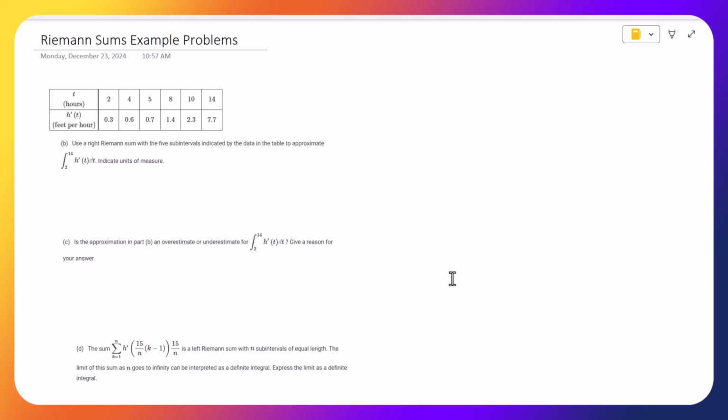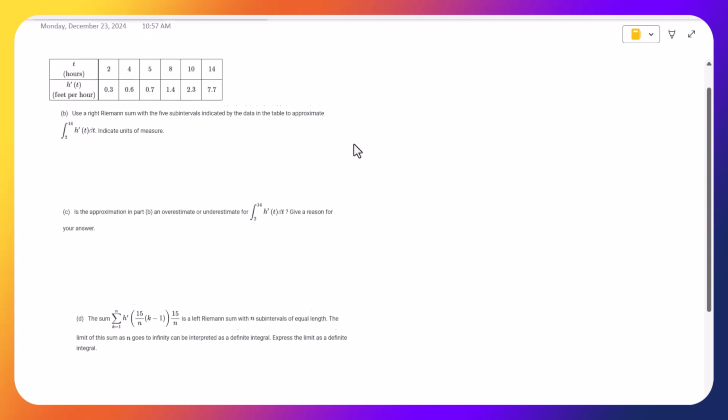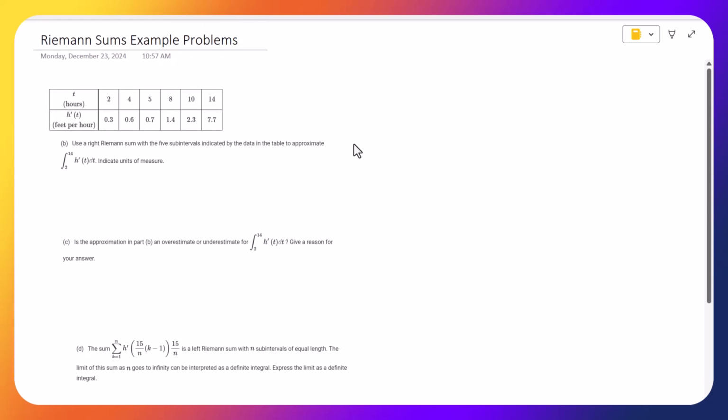Okay, this is the last video I'm going to do on Riemann sums. This is going to be me doing some example questions. So I gave us a table this time. We don't have a graph, and that's why I really wanted to go over this. If we have a table instead of a graph, how do we do this?